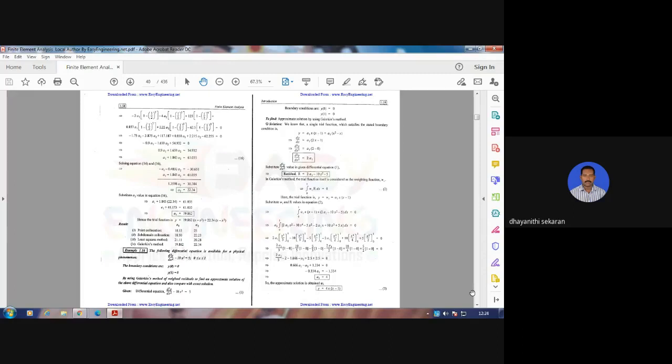So this is a somewhat different problem, but they will not ask for all the methods. You need to use any one method, and by using that, we need to find both unknown parameters A1 and A2.